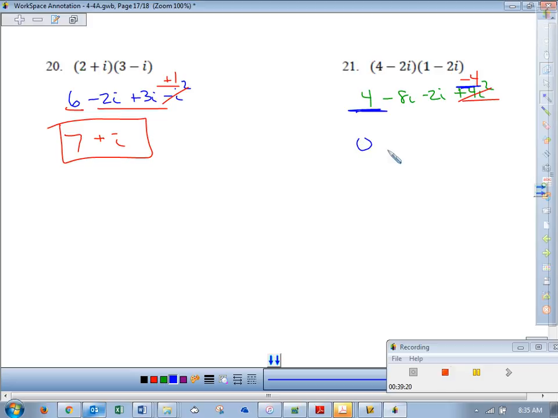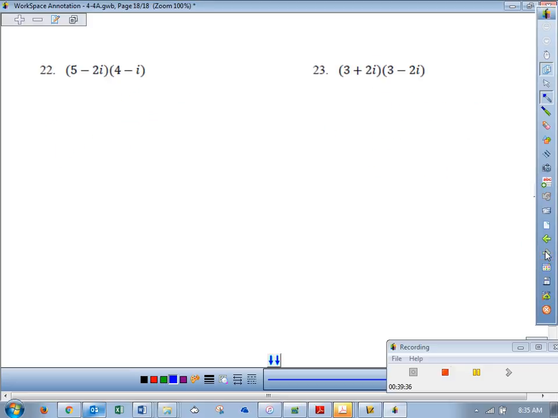Imaginary, negative 10i. Complex numbers have to have both pieces in them, a real number and an imaginary number. Sweet. 22. Get her done. Pause the video. Check when you're done.